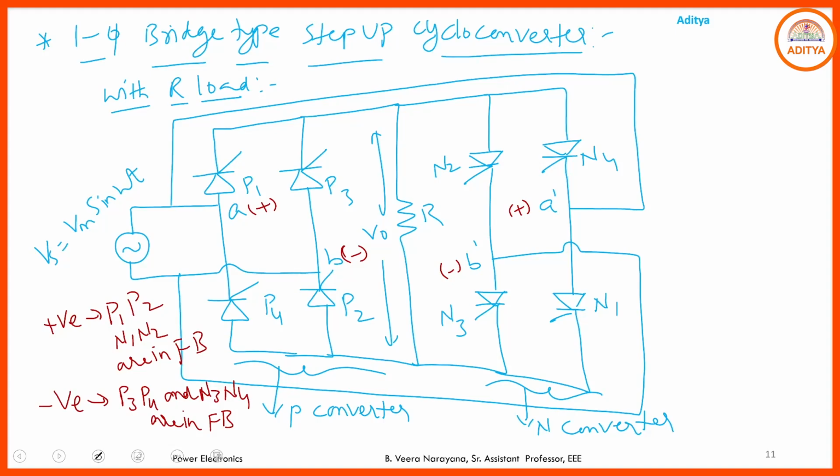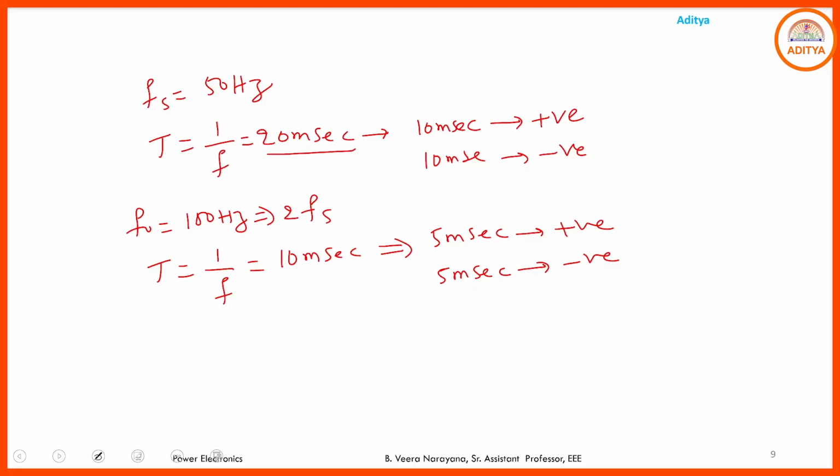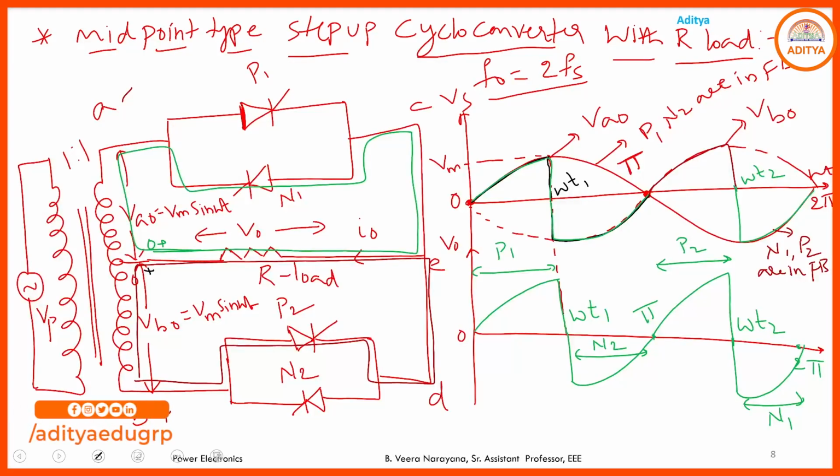Similarly, during the negative half cycle, if you want to collect the positive output voltage, you need to provide the gate pulse to P3, P4. And you need to provide the gate pulse to N3, N4 if you want to collect the negative output voltage. Then what happens here? If you go through this bridge type cycloconverter, the output voltage should be the same. But instead of a single SCR, in bridge type we have two SCRs coming to the on state. Those are, instead of P1, here you have P1, P2.